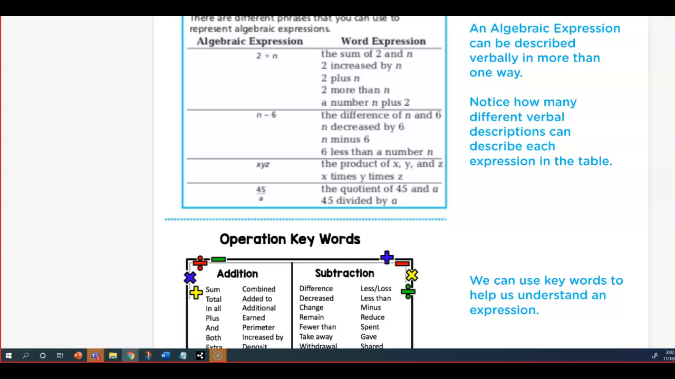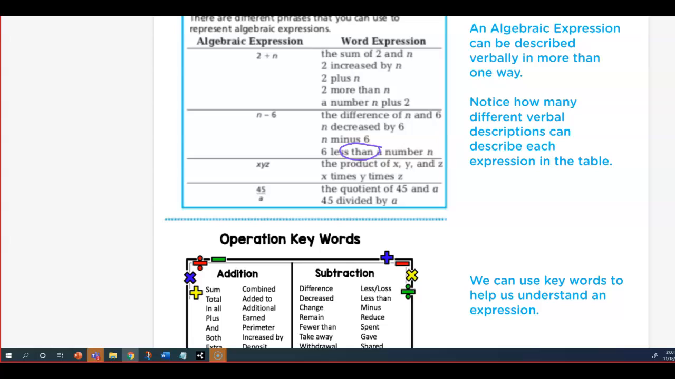6 less than a number n, so n minus 6. Some of our expressions, you're going to see the word than. Now, most of the time, we work from left to right, how they tell us the number order. 6 less than a number n. But it's not 6 minus n. The than makes us flip it and go backwards. n, and then the minus 6.